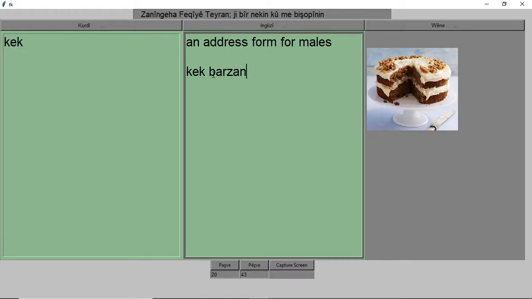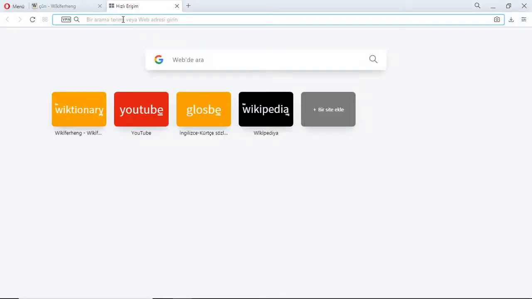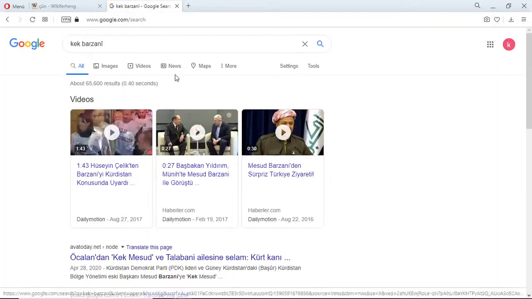It is because they respect him. Kek Barzani. They always use this a lot. If maybe you saw that, even if you simply write a search like this on Google, you will find something. But because of this word, of course you will find him, but on this one something will come. Surely something will come. Let's try. I just wonder. Okay, I am going to simply search this word here.